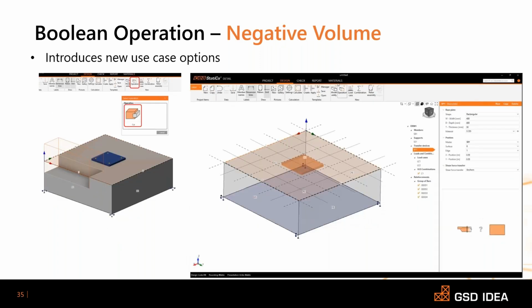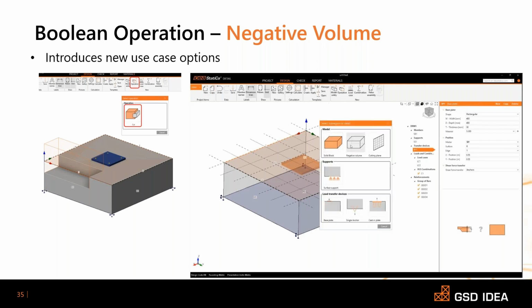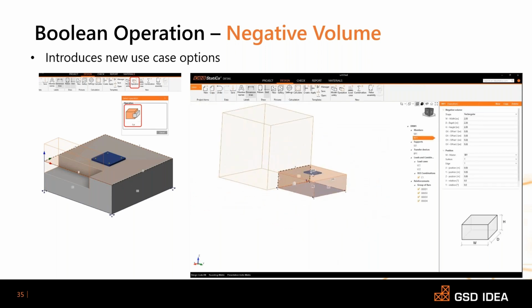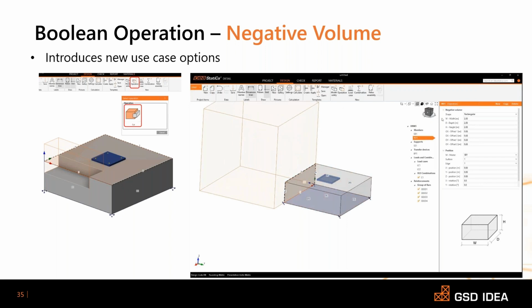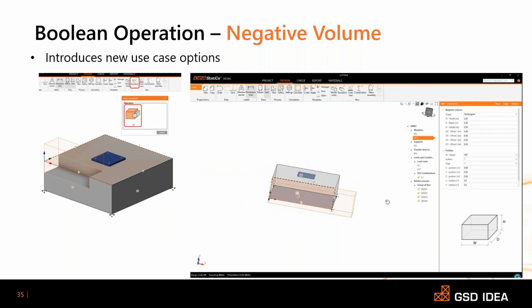And the next feature is a negative volume, which is also similar to what was available in the connection application. You can model the negative volume and change the width, depth, and height of the negative volume as per your requirement. And you can offset the negative volume to wherever you want to cut the concrete block, and you can cut the concrete block with reference to the negative volume to arrive at your desired arrangement.